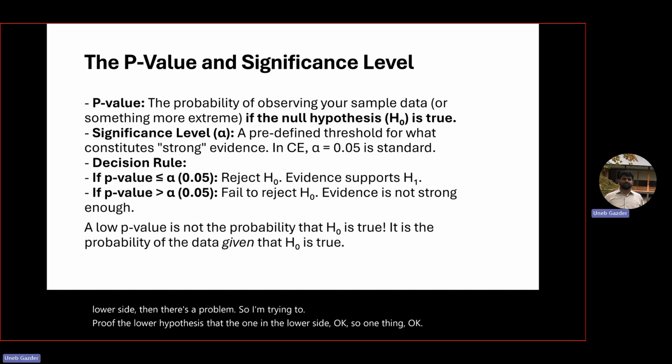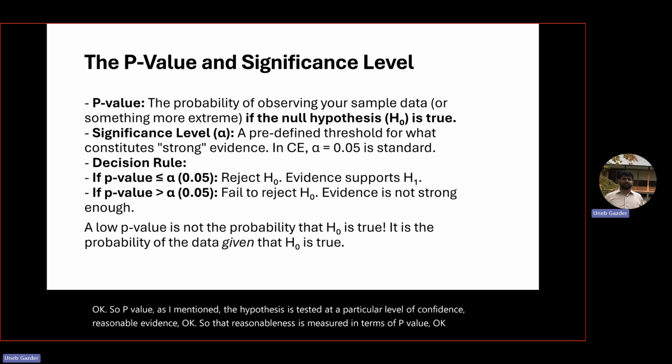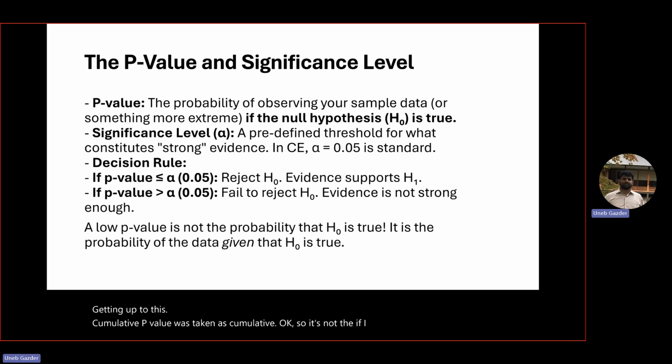So p value, as I mentioned, the hypothesis is tested at a particular level of confidence, reasonable evidence. That reasonableness is measured in terms of p value. P value means the total probability of getting up to this value. Cumulative. P value is taken as cumulative. So if I say 500, for example, checking 500 here, right?